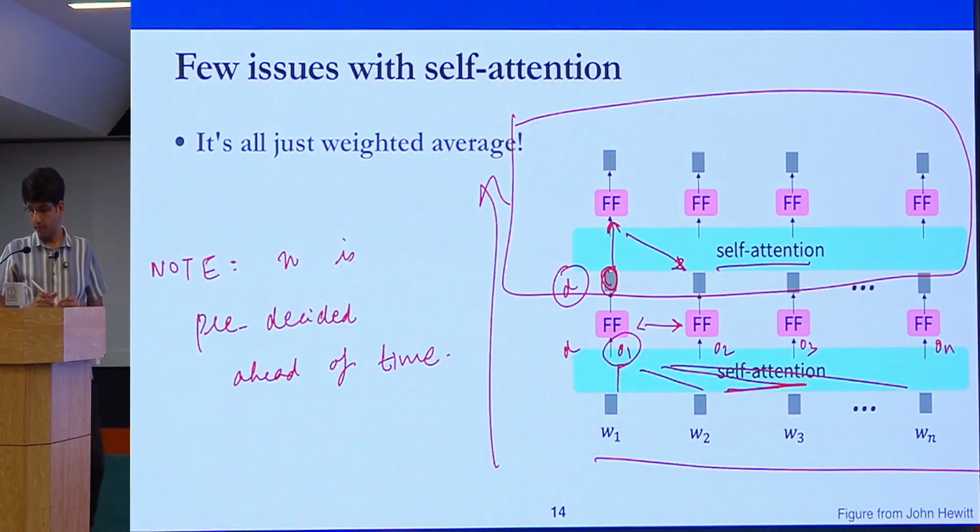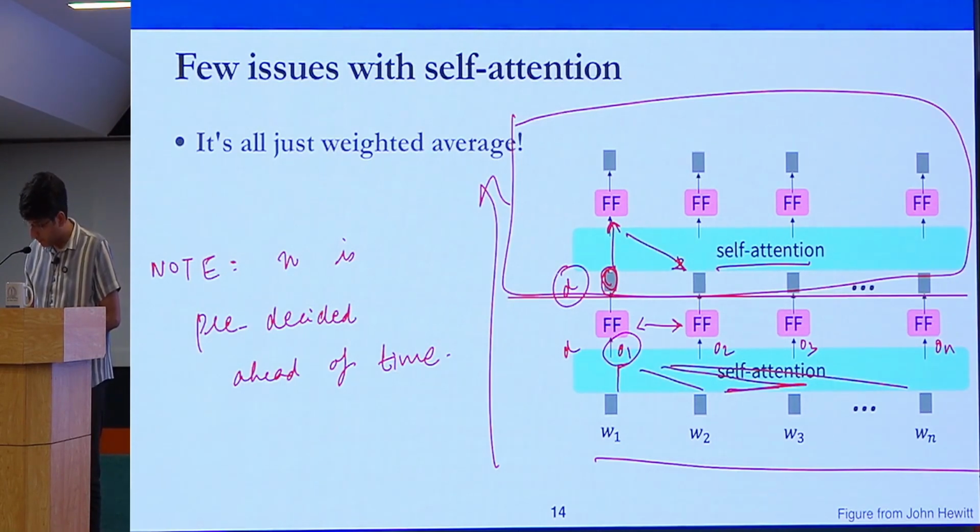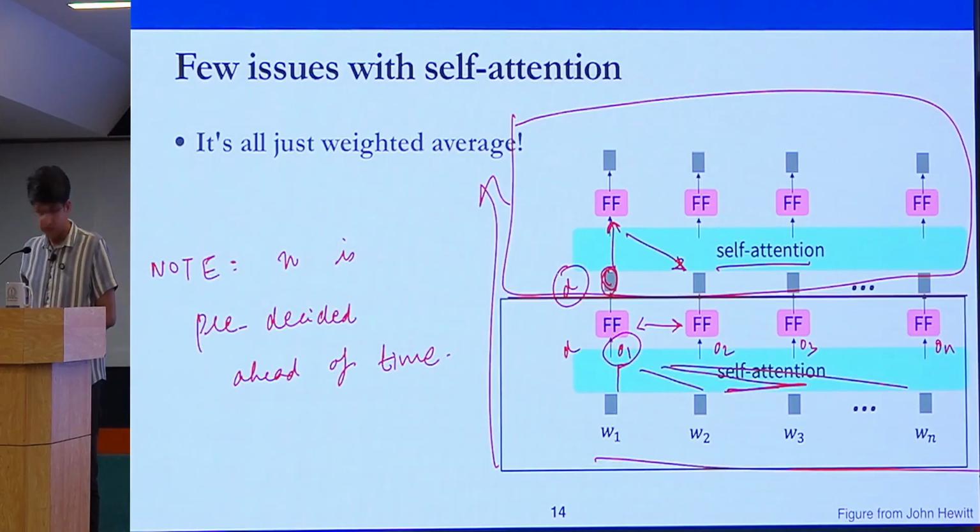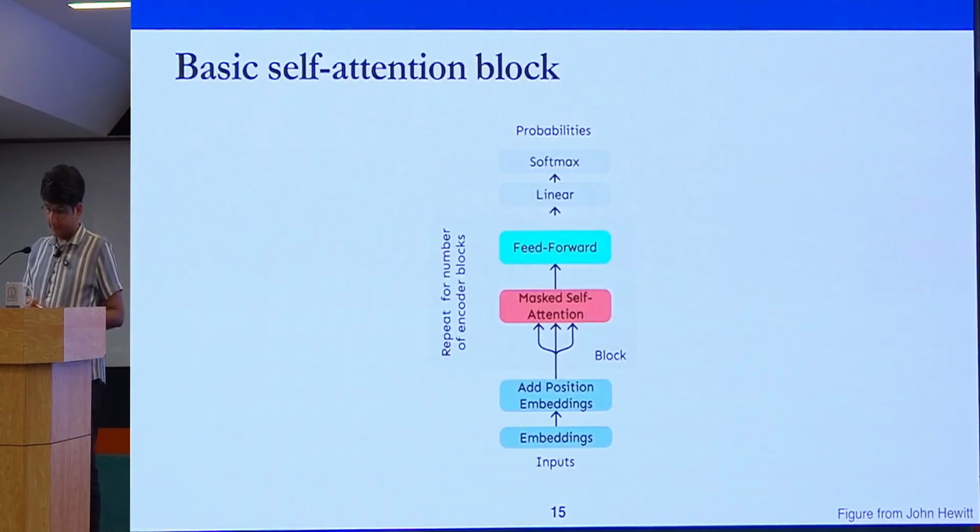But this block essentially will repeat. So if I were to make a block here, let me make a block with a green color. This block will repeat multiple times. So to understand this architecture a little bit more, this is a very abstracted out version of this. So you begin with inputs.